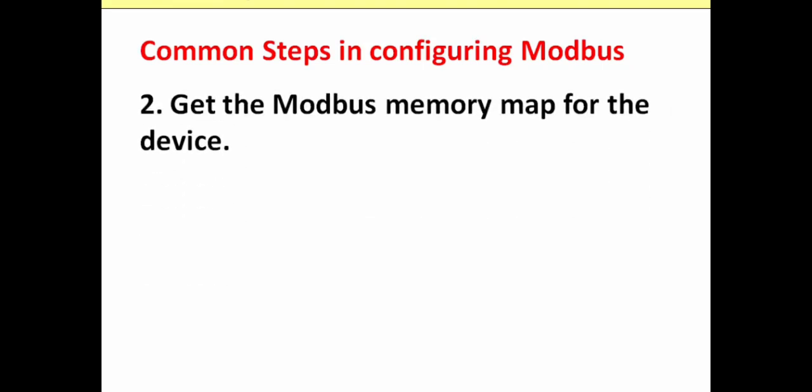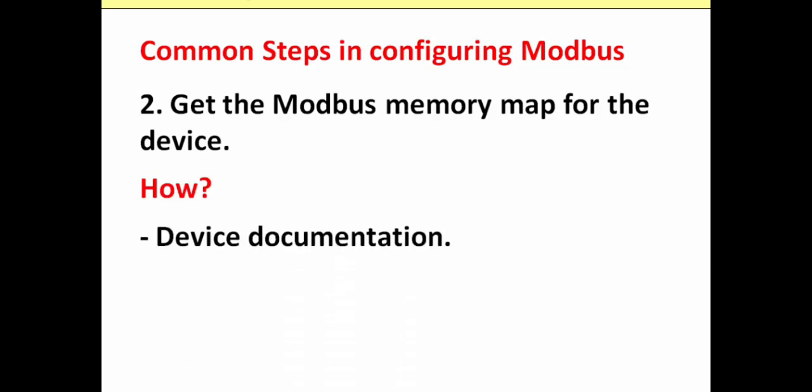Okay, so the second step is to get the Modbus memory map for the device. And this is very, very important. We need to know what registers, Modbus registers, are mapped to what I/O points. And I'll show you exactly what I mean a little further on. Once again, this is in the device documentation. All right. So the device documentation is very, very important.